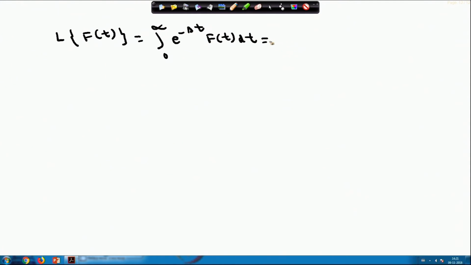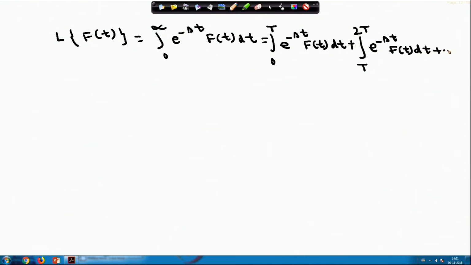Since it is a periodic function of period T, you can write it, from 0 to infinity, by breaking it into subintervals: 0 to T, T to 2T, and so on. So, the integral from 0 to T of e^(-st) f(t) dt, plus the integral from T to 2T of e^(-st) f(t) dt, plus like this I will continue up to the nth term, and on to infinity, of e^(-st) f(t) dt.